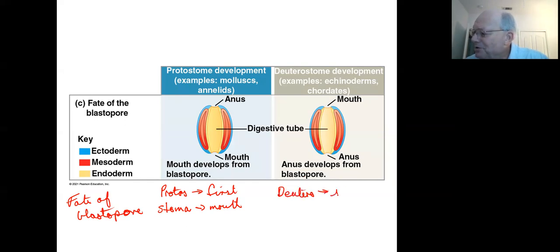So deuterostome means second. So in this case, in a deuterostome, the blastopore doesn't become the mouth, it becomes the anus. The second opening becomes the mouth. In a protostome, the first opening becomes the mouth, the second opening becomes the anus. So this is the defining feature that gives the names to the two developmental paths, the protostome development versus the deuterostome development.